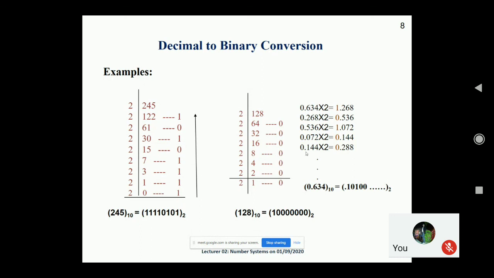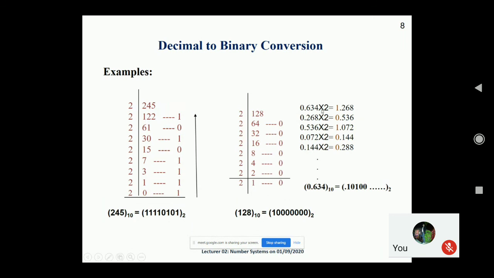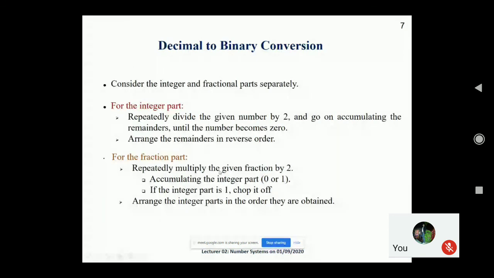But when we go to the fractional part, see here. Suppose we want to convert the decimal number 0.634 to binary. According to the rule, we repeatedly multiply the given fraction by 2. We multiply this, and after that, what is the rule? It says to accumulate the integer part, 0 or 1.